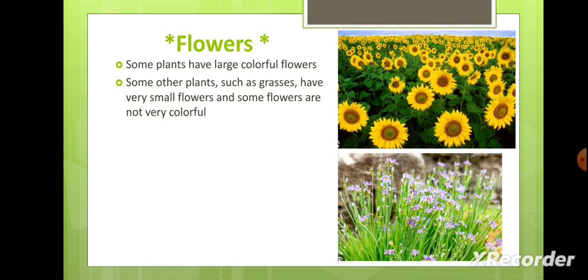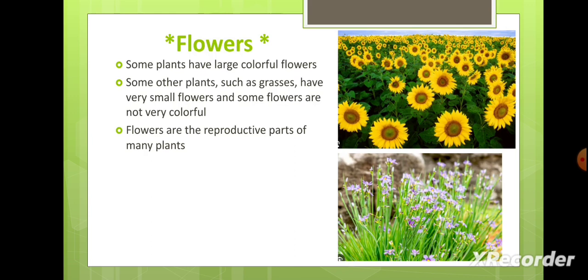As you can see the difference between the two pictures here, the sunflower is colorful, yellow and brown, but down here in this picture you can see that other flowers look small and not very colorful. Flowers are a very important plant part. As we said before, the plant structure has roots, stem, leaves, and last we have flowers.